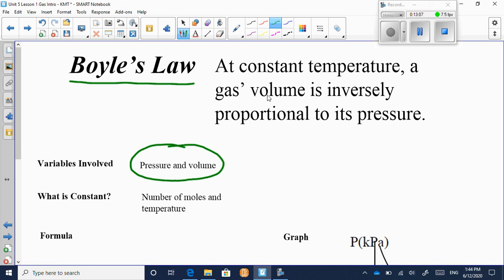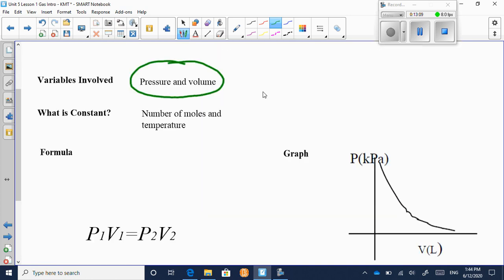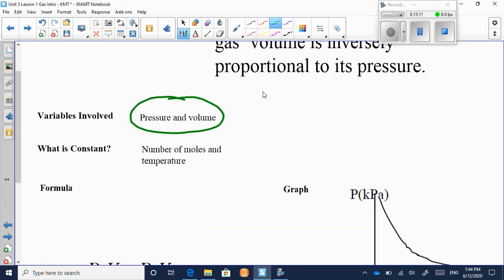Now, it's actually a lot easier than that. Basically, what it says is that pressure is inversely proportional to volume. And what that means is as pressure goes up, the volume goes down, or vice versa, as volume goes up, the pressure goes down. They are inversely proportional to one another.